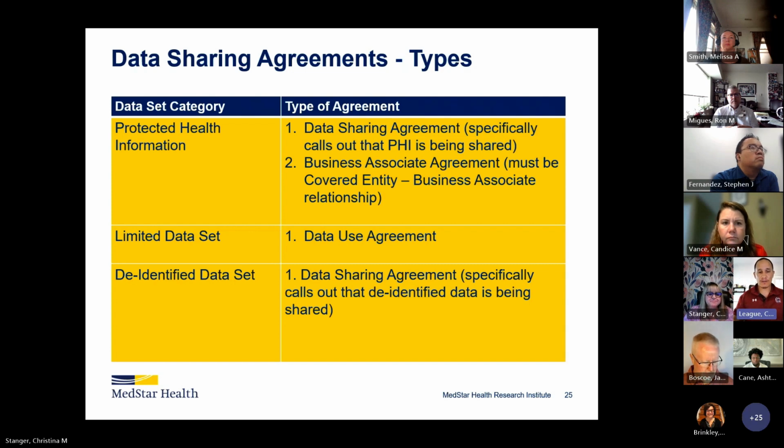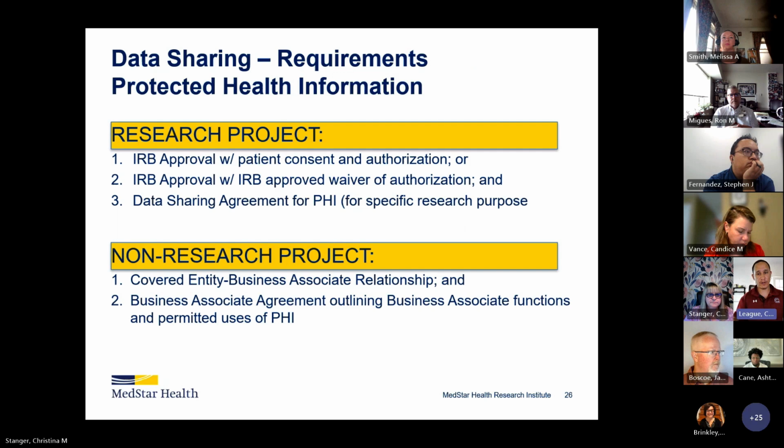So if it's protected health information, which includes any one of those identifiers that I just talked about, it's a data sharing agreement. And that's specific if it's a research purpose, and we have to identify that purpose in the agreement, and it can only be used for that specific research purpose. Separate and apart from that, if it's not research, we could do a business associate agreement. We are a covered entity as a hospital system. The recipient of the data has to be considered a business associate, which is another HIPAA term of art.